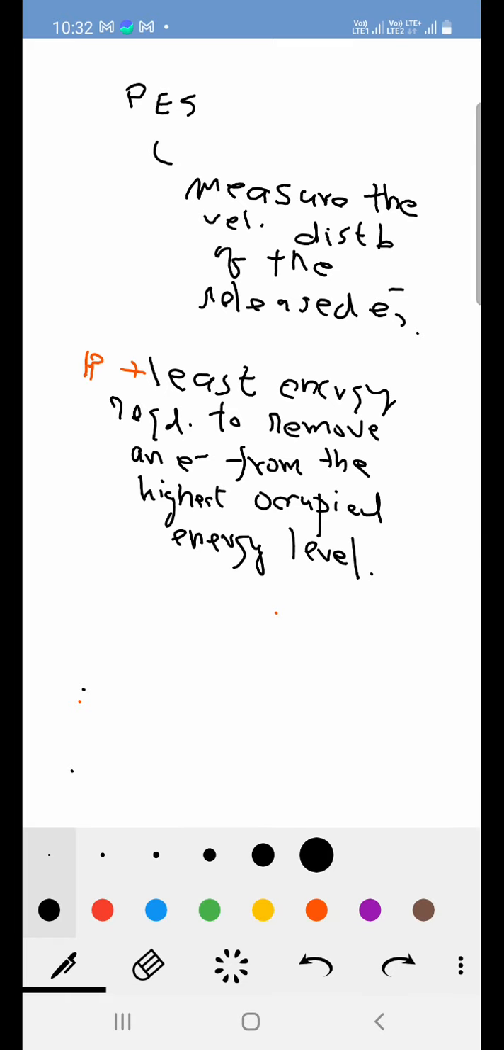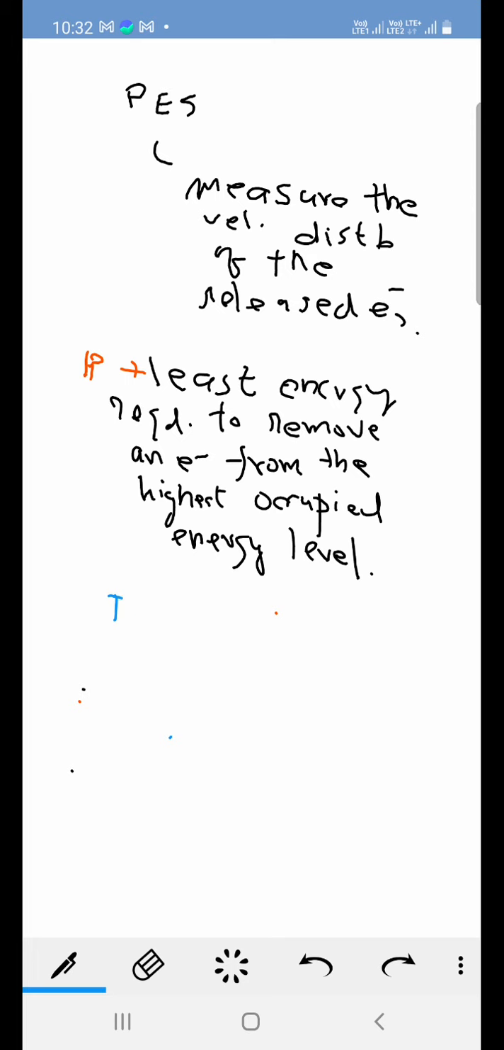The term binding energy, which is actually obtained in photoelectron spectroscopy, this binding energy is the energy with which the electron is held with the nucleus.